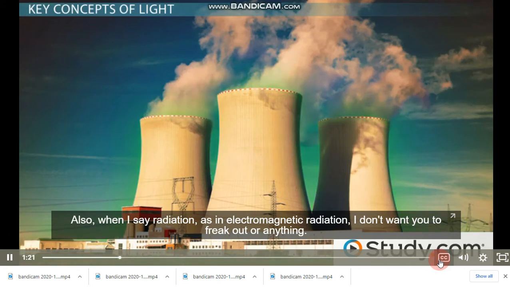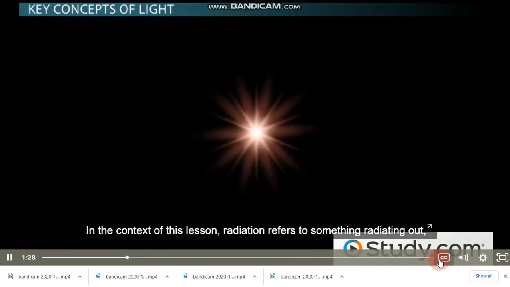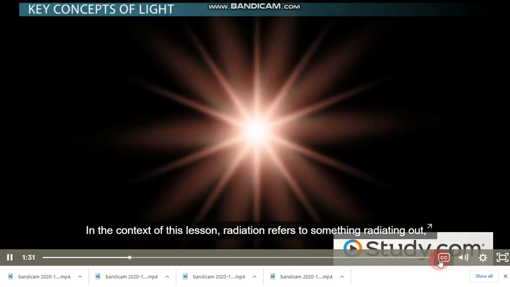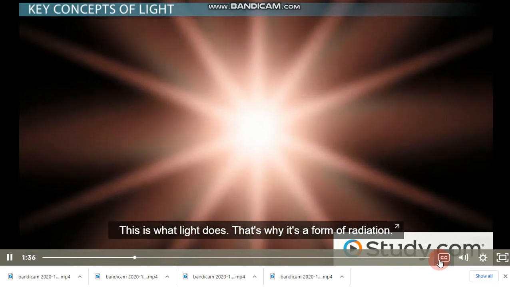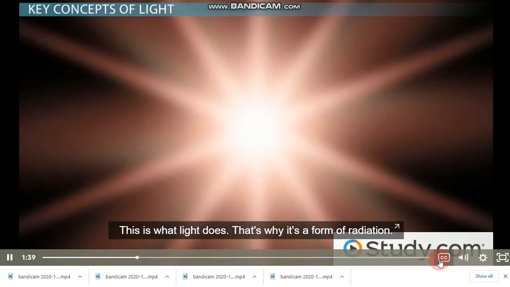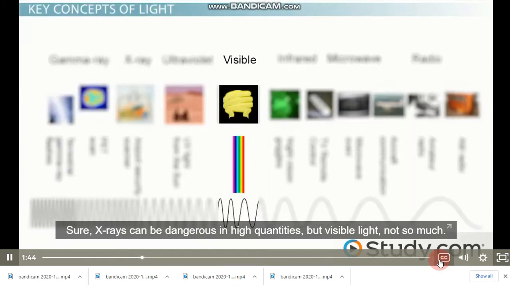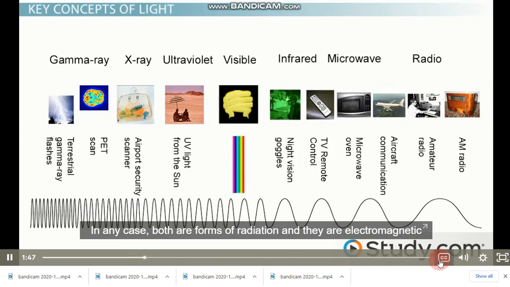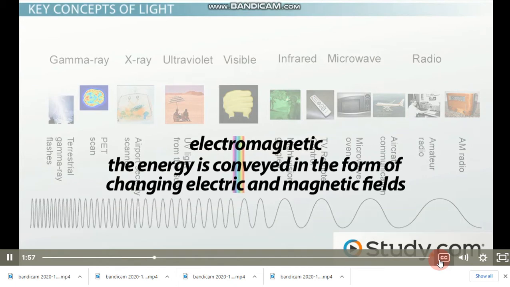Also, when I say radiation, as in electromagnetic radiation, I don't want to freak you out or anything. In the context of this lesson, radiation refers to something radiating out or spreading outwards from a certain point. This is what light does. That's why it's a form of radiation. Sure, X-rays can be dangerous in high quantities, but visible light, not so much. In any case, both are forms of radiation, and they are electromagnetic because the energy is conveyed in the form of changing electric and magnetic fields.